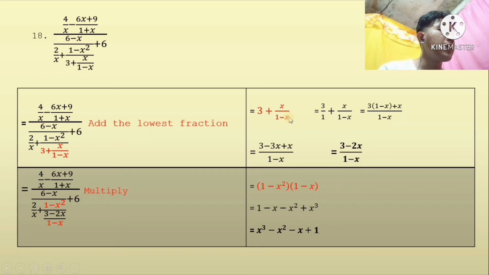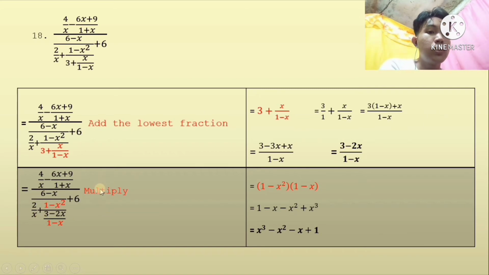So to add 3 plus x over 1 minus x, it will become 3 times 1 minus x plus x over 1 minus x. So distribute 3 to 1 minus x, so it will become 3 minus 3x plus x over 1 minus x. So combine like terms. So it will become 3 minus 2x over 1 minus x.